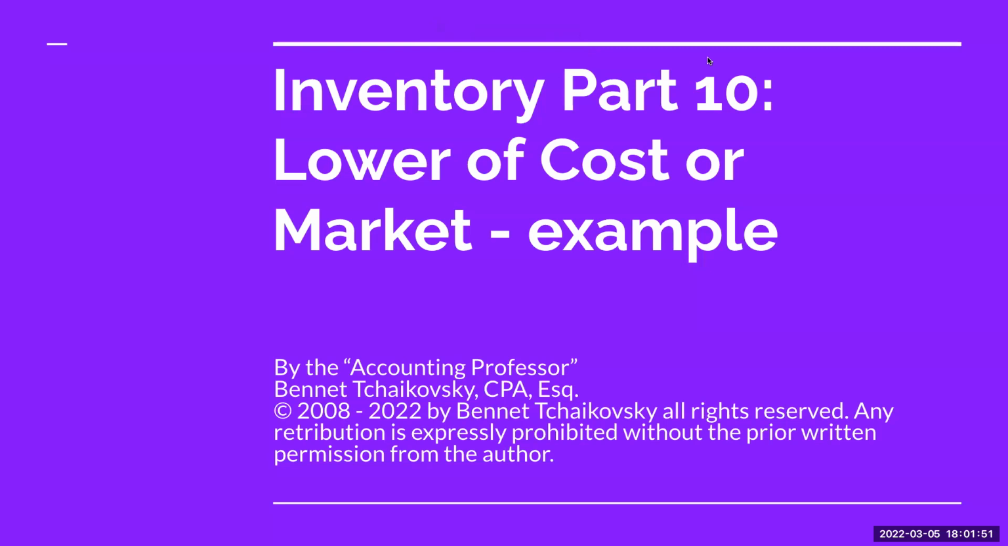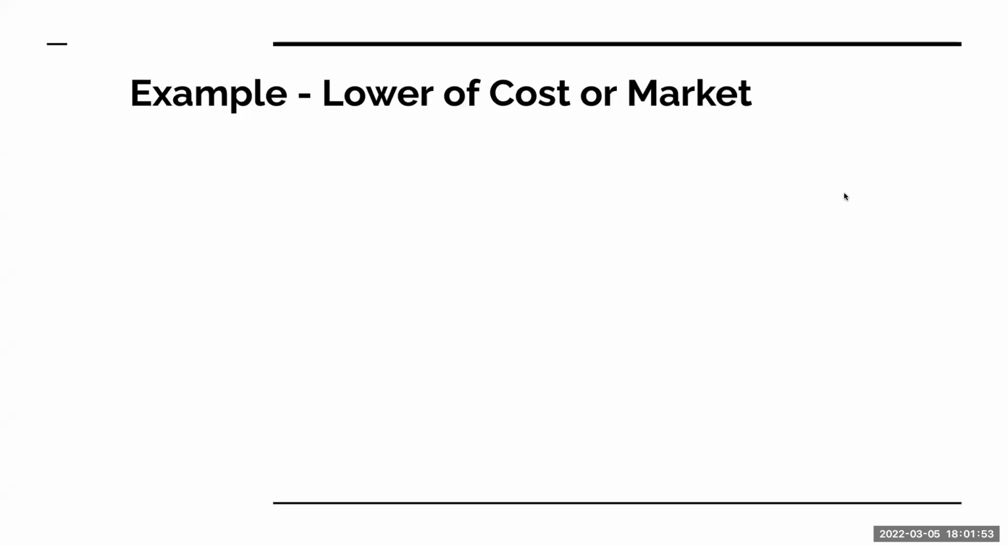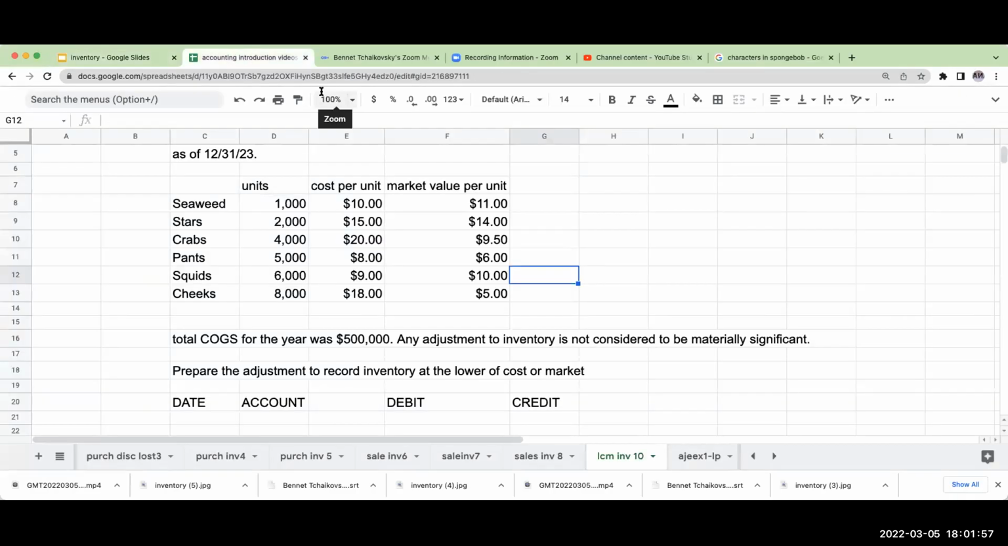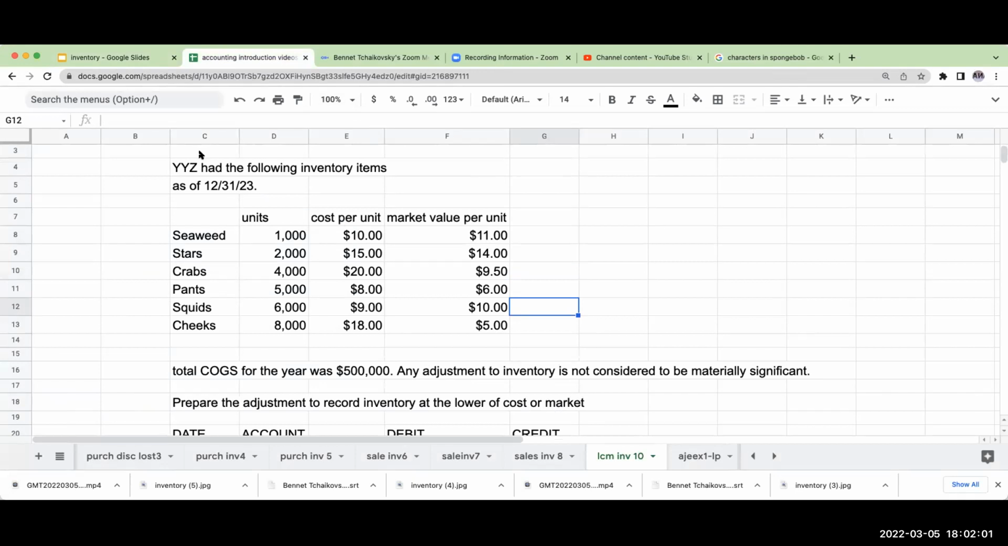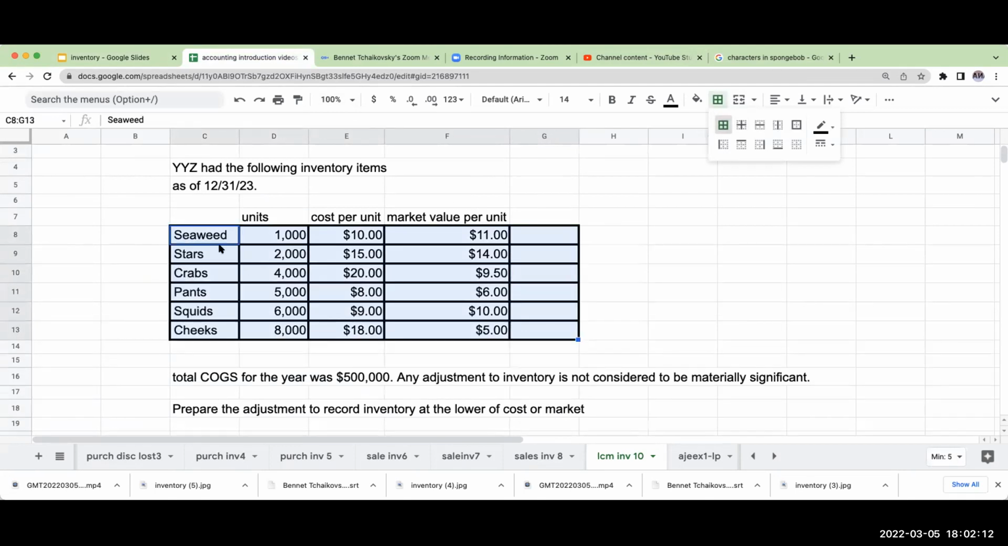This is our lower of cost or market example. So let's go ahead and take a look at this one right over here. As I look at this, we've got YYZ with the following inventory items as of December 31st, 2023. We've got a little bit of a tribute to our friend SpongeBob. We've got seaweed, stars, crabs, pants, squids, and cheeks. Here are our units, our cost per unit, and our market value per unit.